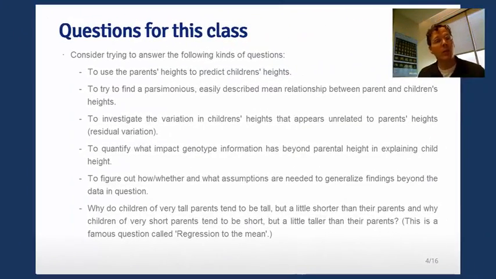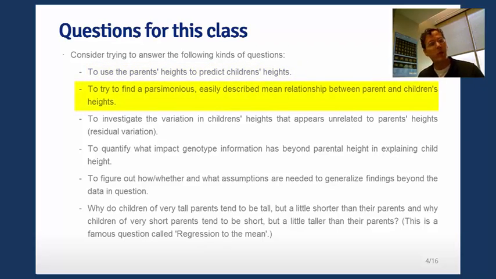Let's go back to our example where Francis Galton was using the parent's height to predict the children's height and talk about the kinds of questions we can answer. We might want to use a parent's height and try to predict their children's heights. We might want to find a parsimonious and easily described mean relationship between the parents and child's height. So we don't want anything complicated. We want the simplest possible relationship, and that is what regression is best at.